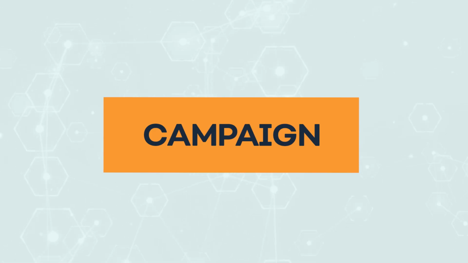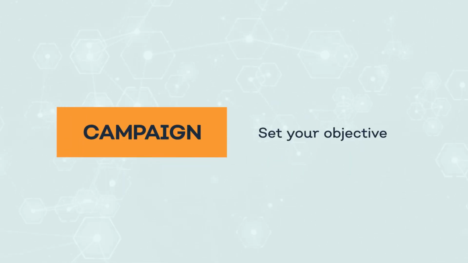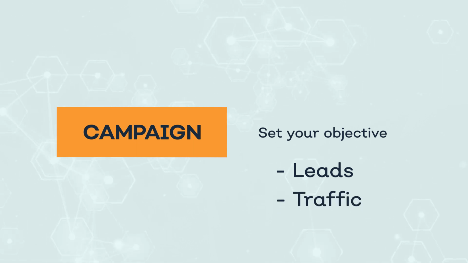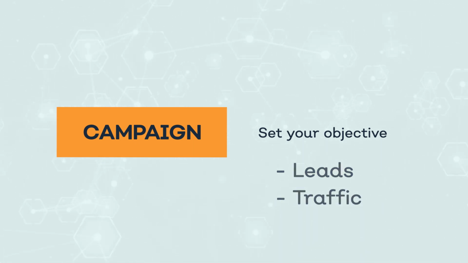Now, a campaign consists of a few different levels, and I'm going to walk you through what those are now. At the very top, you have the campaign itself, and the campaign is essentially where you tell Facebook what it is you want to achieve with your ads, meaning what your objective is. So whether it's leads or whether you want to get traffic, and we'll talk about each of those different objectives soon, but that's the campaign level.